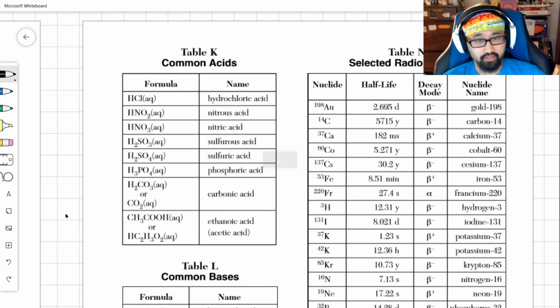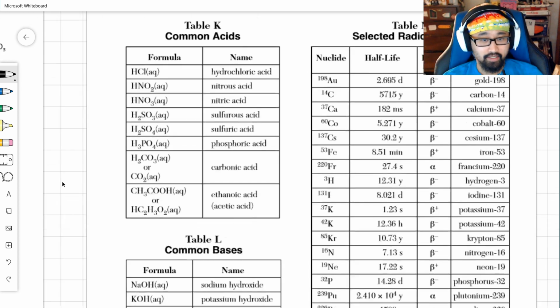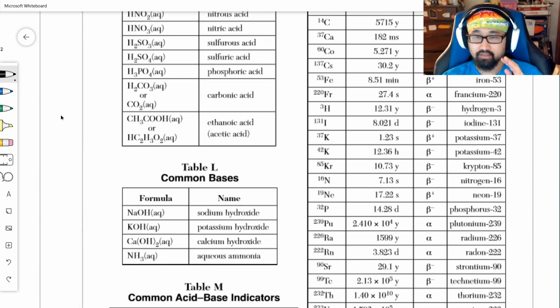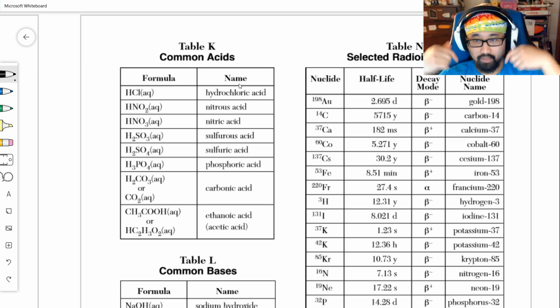Now, I'm going to stick on this list for just a second, just to identify it. There are acids here that are common that you would recognize. The bases are less common, but there's one that you should recognize. But here, hydrochloric acid, you should recognize. That's your stomach acid.